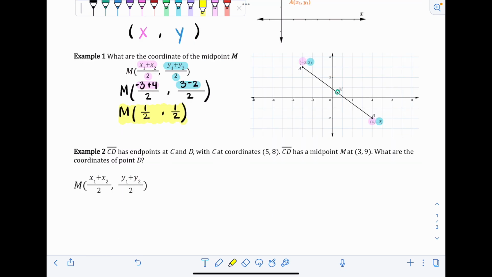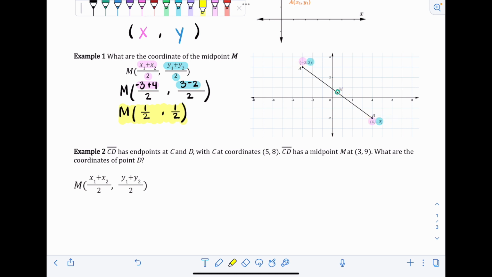Example 2 says segment CD has endpoints at C and D, with C at coordinates (5, 8). Segment CD also has a midpoint M at (3, 9). What are the coordinates of point D? So in example 1, we were given the two endpoints and asked to find the midpoint. For example 2, we're given the midpoint and one endpoint, and we want to solve for the other endpoint.